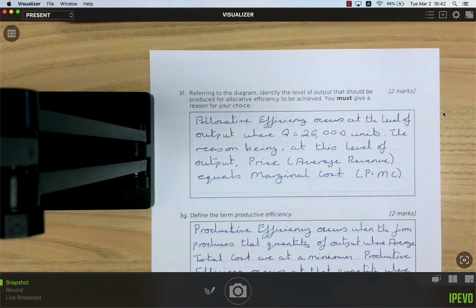Okay, so referring to the diagram, identify the level of output that should be produced for allocative efficiency to be achieved. Right, allocative efficiency occurs at output where Q equals 26,000. The reason being is that at this level of output, price or average revenue equals marginal cost. Average revenue is the price, the marginal benefit that the consumer gets, or how much they value that good. The firm should continue to produce up until the point where the price equals marginal cost, and then that will maximize total or community surplus. Okay, now, last page, excellent.